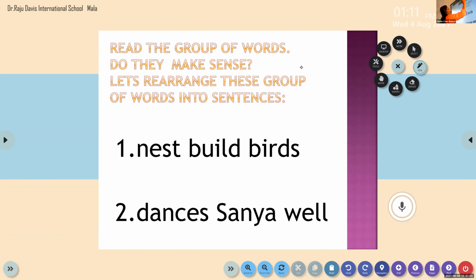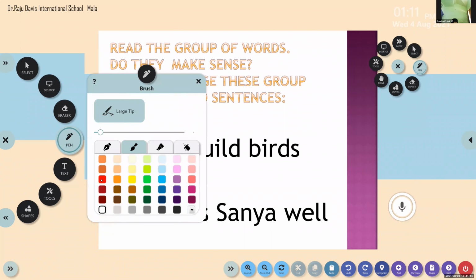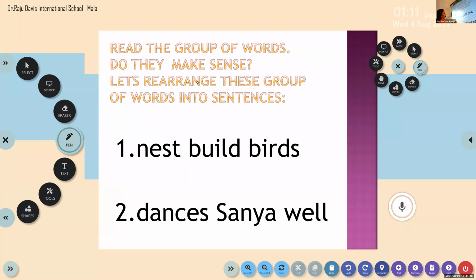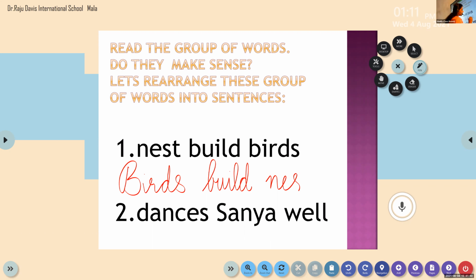Who's doing the action here? Birds. Here, the action is done by the birds. So what is the action being done by the birds? Build. So birds build. What do they build? What are they building? Nest. So nest. Very good.